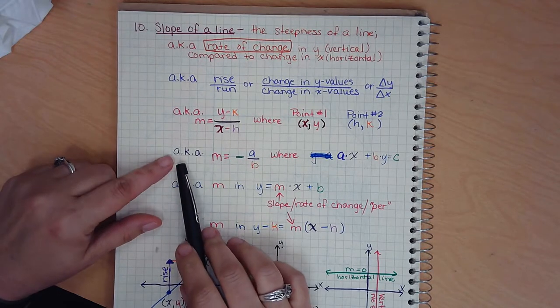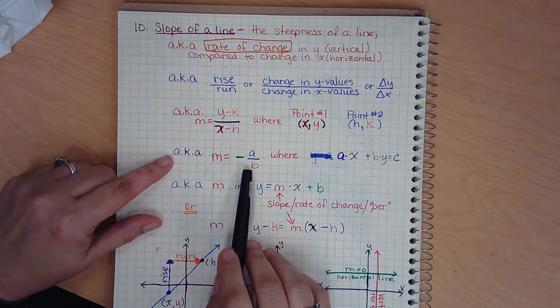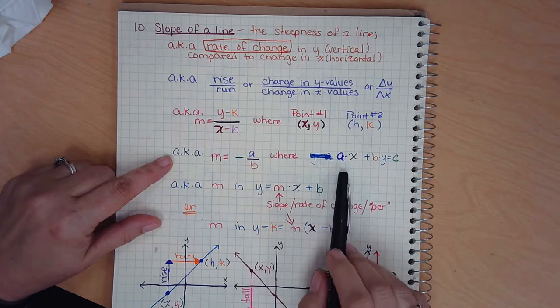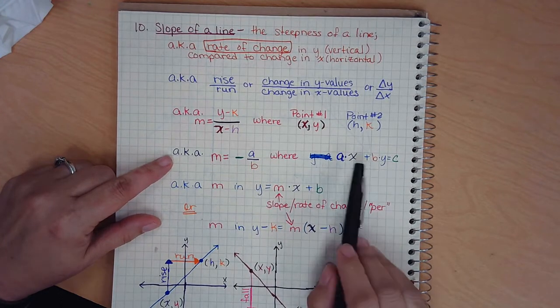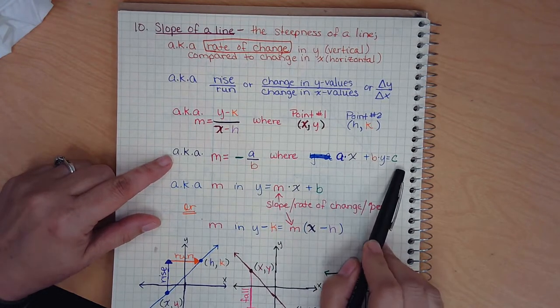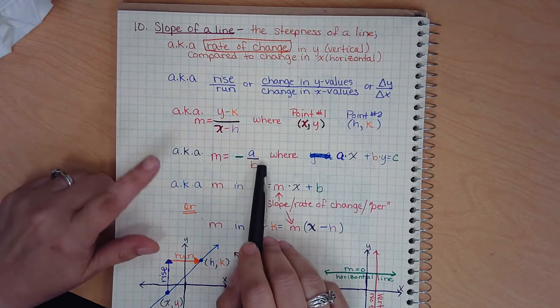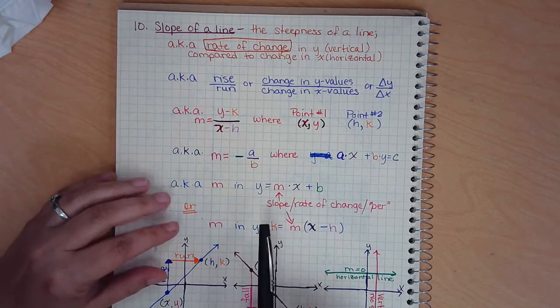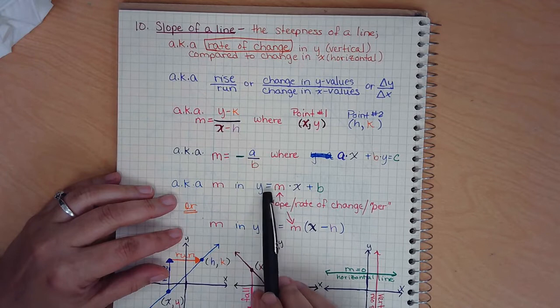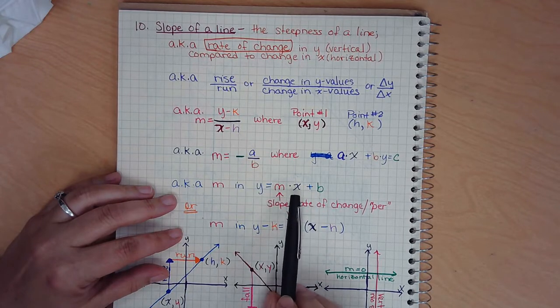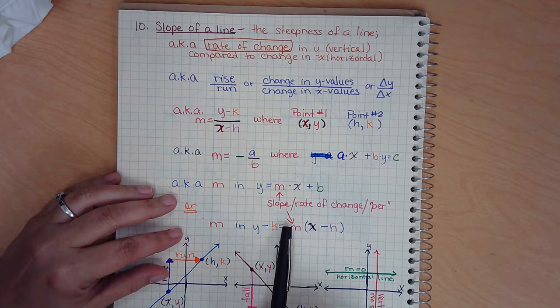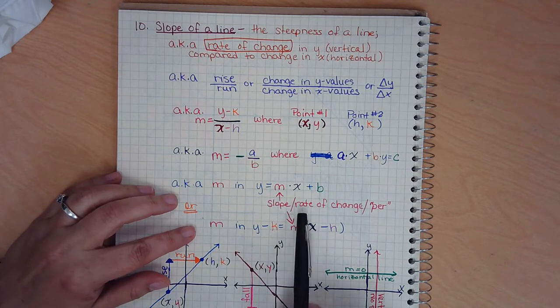Okay, it could also be known as m equals negative a over b, and that is used when you have the standard form of the line, where you know what your a, your b, and your c is. So that gives you a formula to find m. And it could be m if you see either of the equations, either the slope-intercept form or the point-slope form, and that is the slope.